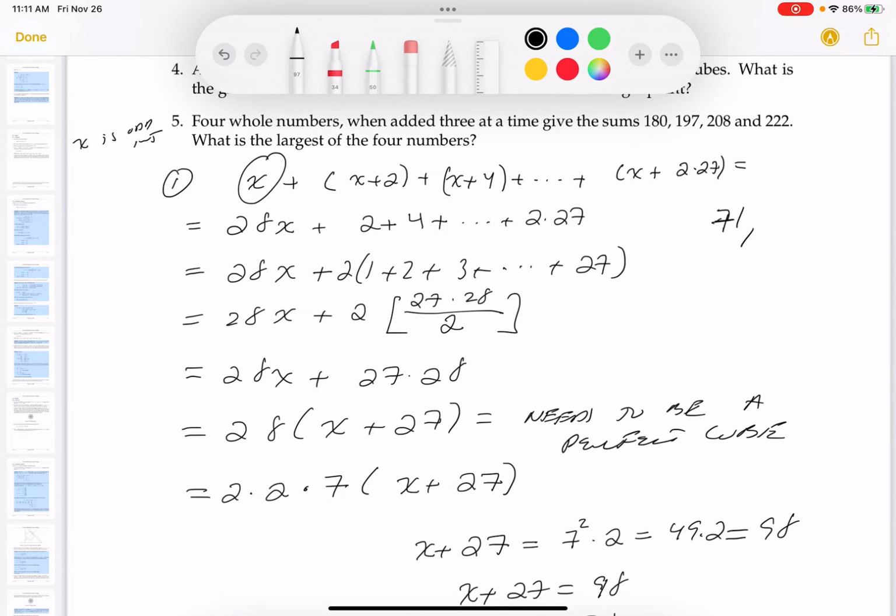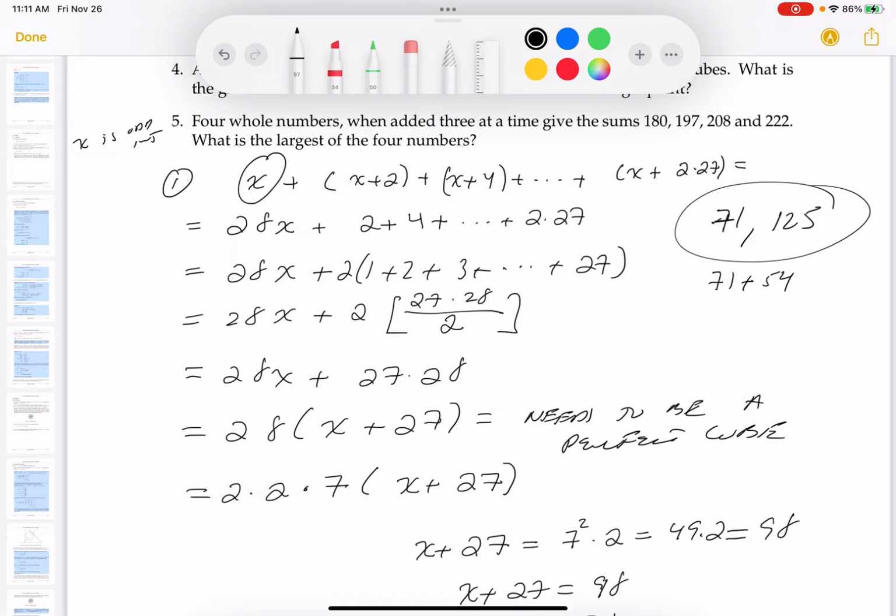What's the largest? Well, the largest would be 71 plus 2 times 27, which is 54, right? And that's going to be what? 54 and 71, 125.